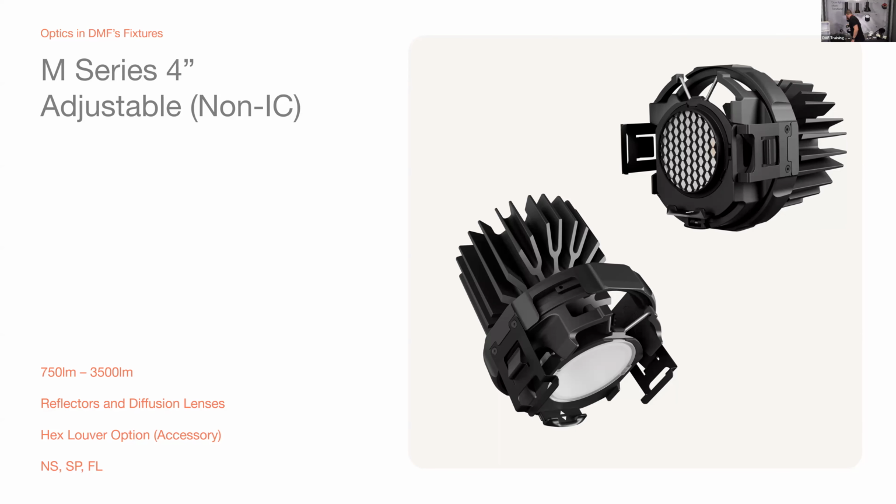We do again on this adjustable in this family have hex cell options available. You'll find they come as a full package, so you specify it with the optic. It's built as one unit, so you get the optic, a holder, and then there's actually a glass diffusion lens in the front of this one because that hex cell can absorb a fair amount of heat, especially in these 3500 lumen packages. So that is our set of non-IC adjustable fixtures, again available in the narrow spot, spot, and flood options.